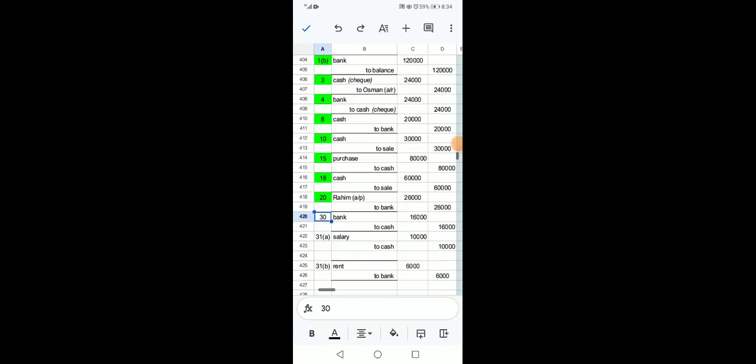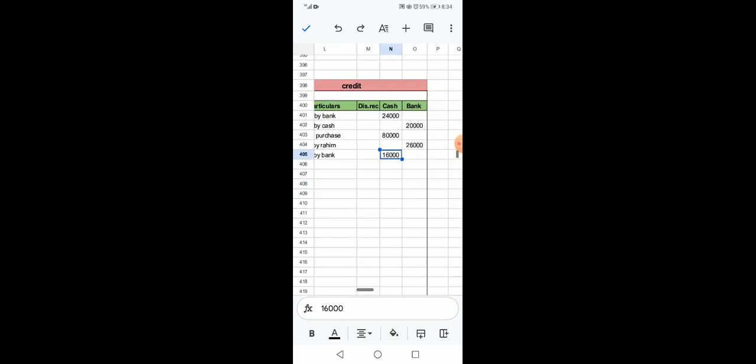See, in 30th entry, there were two elements. Bank was debited by 16,000 and cash was credited by 16,000. Both elements are posted. 30th entry completed. Mark it as it has been done. Now we are at 31A entry.